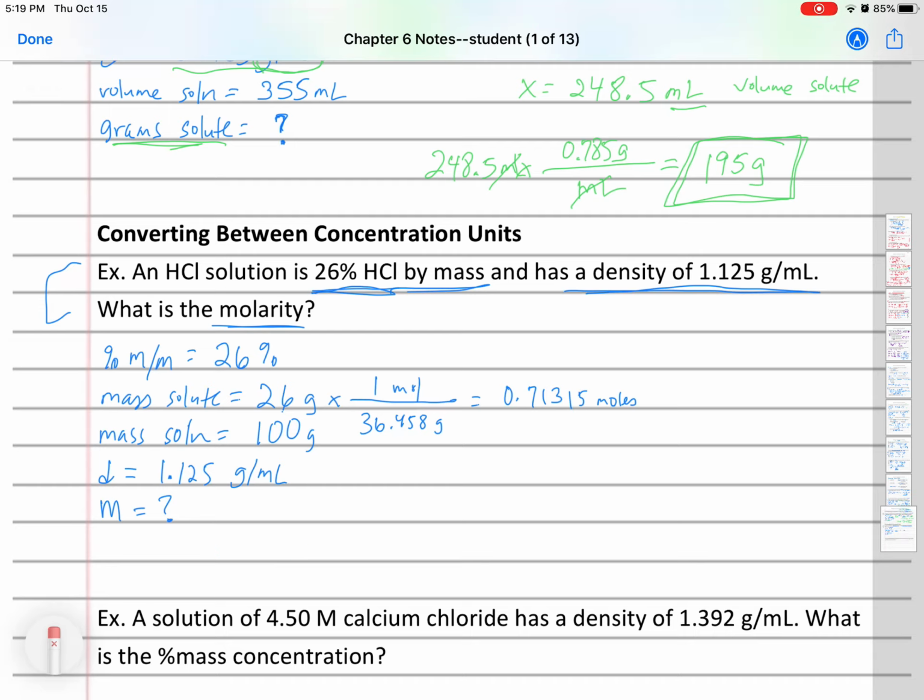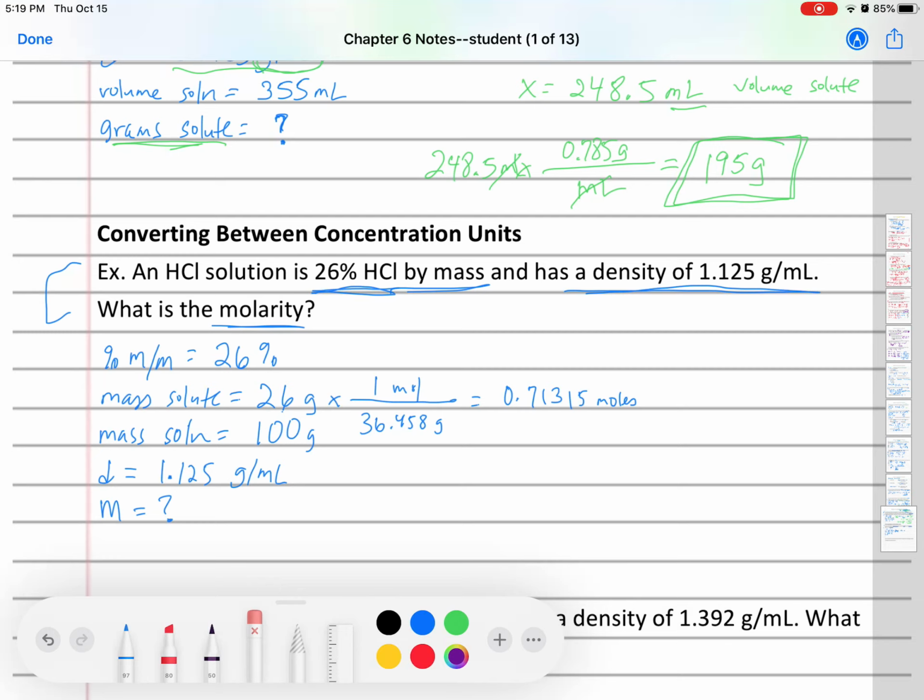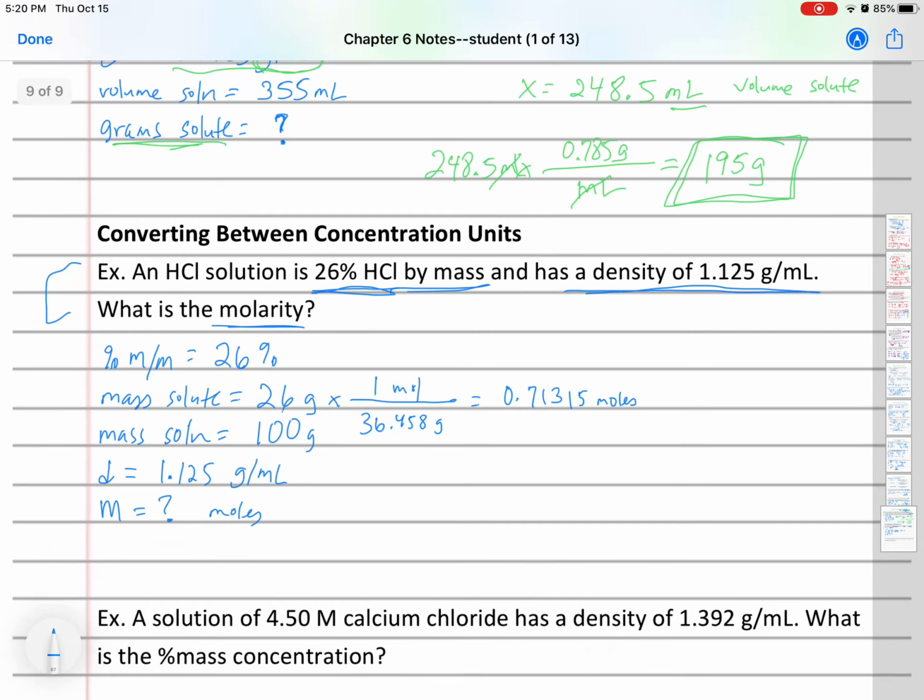So I'm going to say that molarity is moles per liter. So we just, moles of solute, more specifically, moles of solute per liters of solution. So I just solved for the moles of solute. That's 0.71315. And now I need to figure out how many liters of solution I have. Well, I can do that because I have a mass of the solution and I have the density of the solution. So I can use the density to figure out the volume of solution.